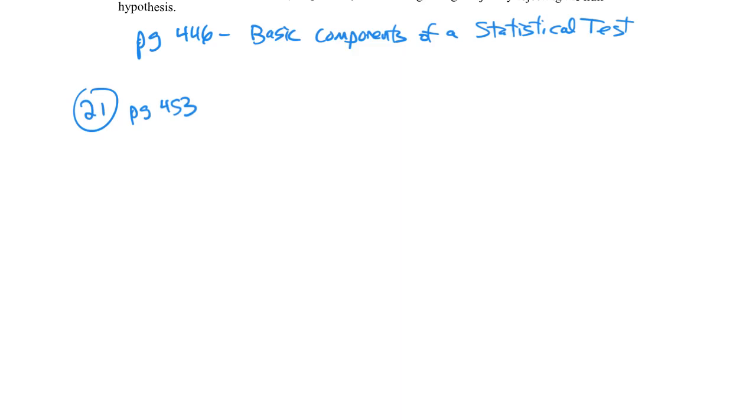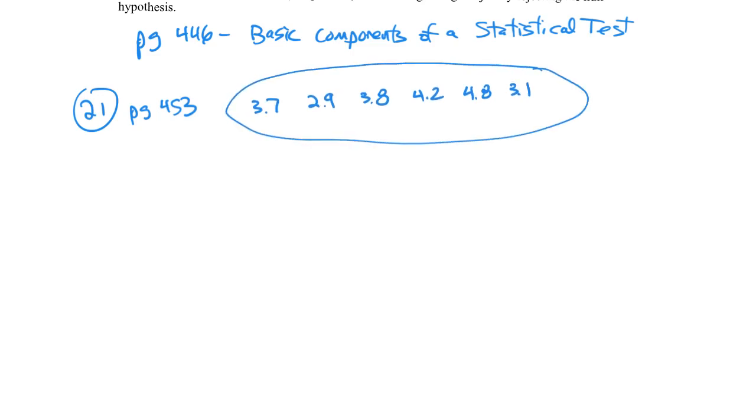So I'll just write these down. These are weights in grams: 3.7, 2.9, 3.8, 4.2, 4.8, and 3.1. So here's our sample, this sample of data, and it says that the sample mean is 3.75 grams.